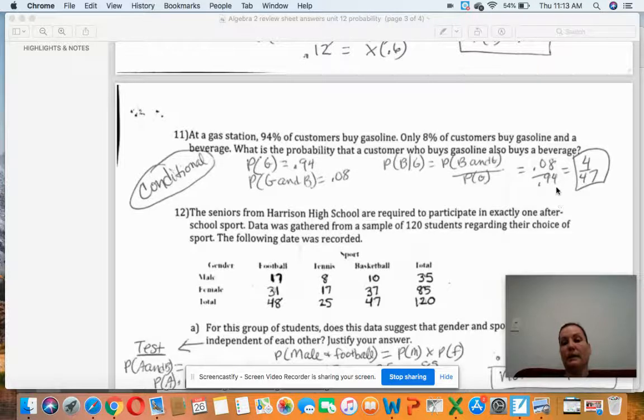Put it in my calculator. Hit the math fraction button to turn this back to a fraction because you probably came up with a decimal. And I get 4 out of 47.